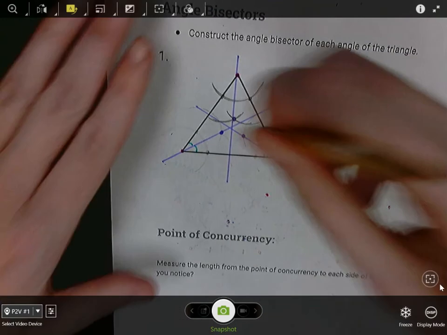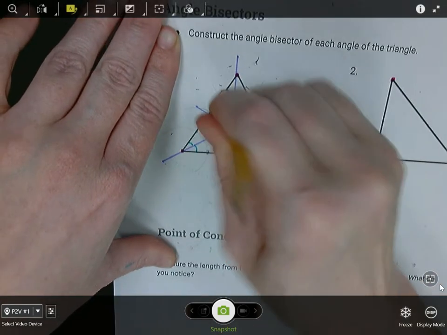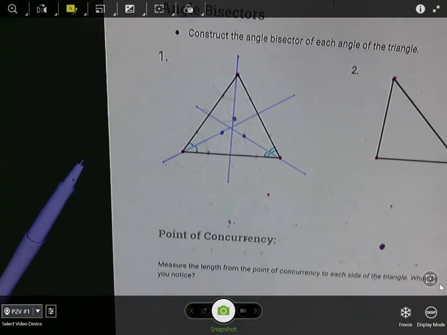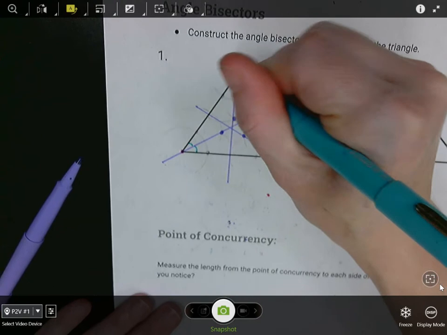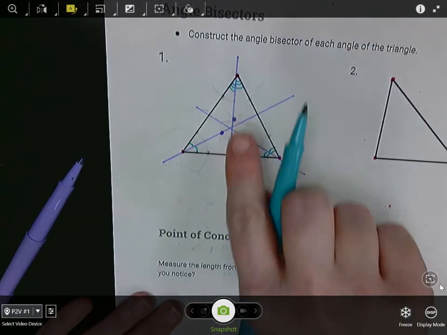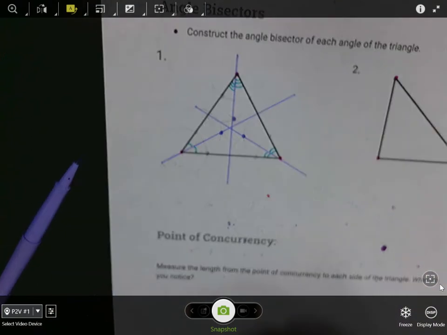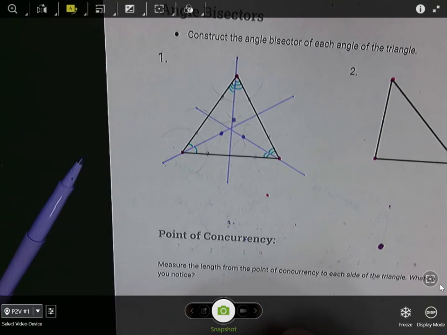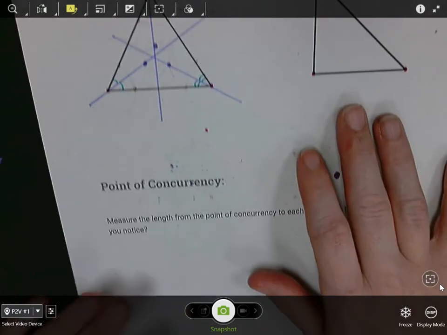And then you can erase your arcs so that way it's not very confusing. And then that means that this angle, which my line's off a little bit, that's why it's not matching up. You can see I went to the left of the point a little bit. These 2 angles are congruent. Now, we're going to not do number 2 right now.